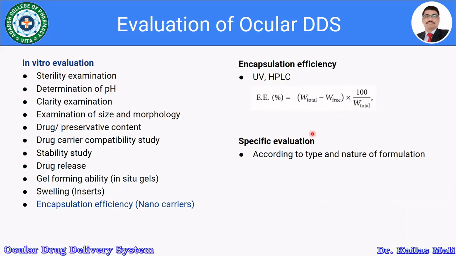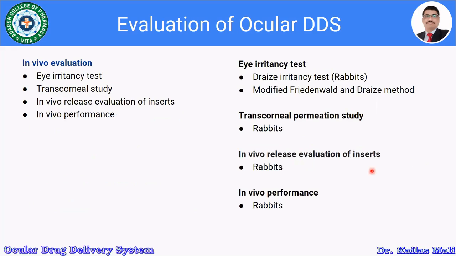Then specific evaluation we have to perform, as there are so many ocular drug delivery systems available, from conventional to novel. So depending on the type and nature of the dosage form, we have to perform the specific evaluation test for the product. So this is about the in vitro evaluation. Let us move towards the in vivo evaluation.